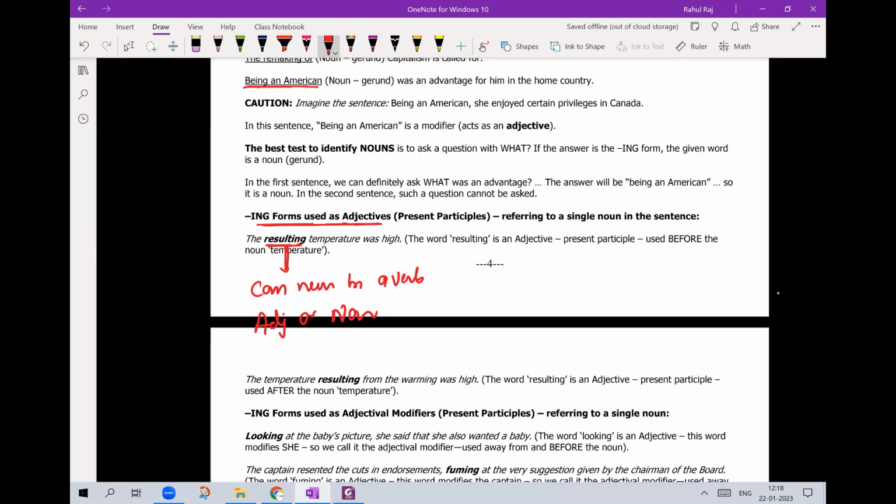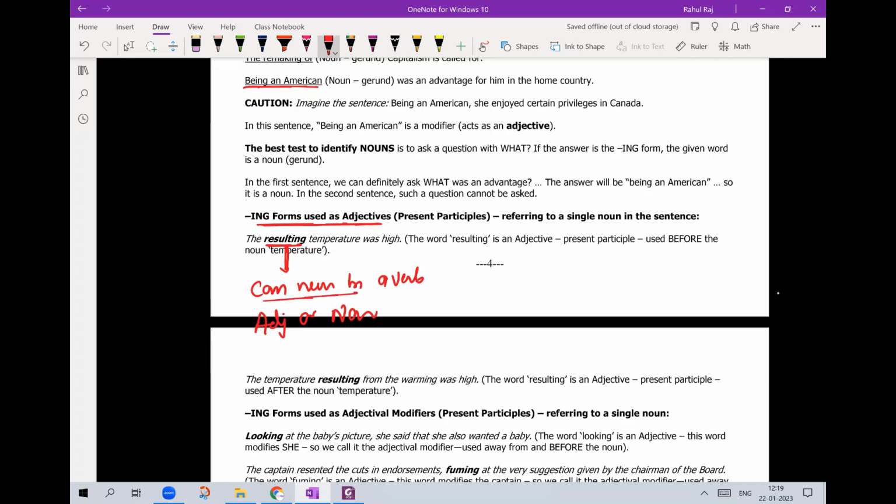Please understand, 'cooking' alone is different. When I say cooking is one of her hobbies, cooking is a noun over here. Understand, a word can be used as a noun, the same word can be used as an adjective, the same word can be used as a verb. You have to be very, very cautious when you are understanding this. But one thing is for sure, ing form alone can never be a verb. Time and again, I'm telling you, and I'm also promising you right now that you will make the same mistake while solving the question. The resulting temperature was high.